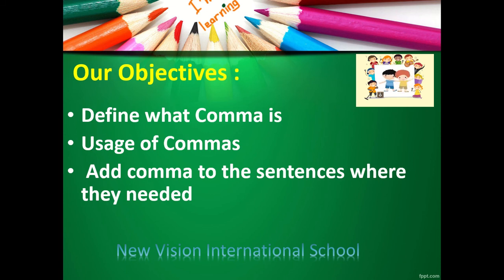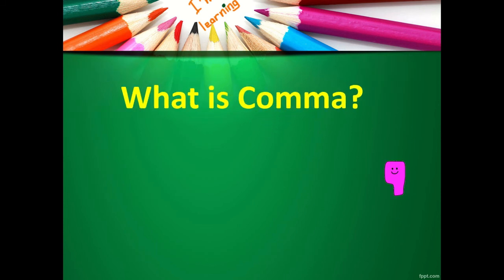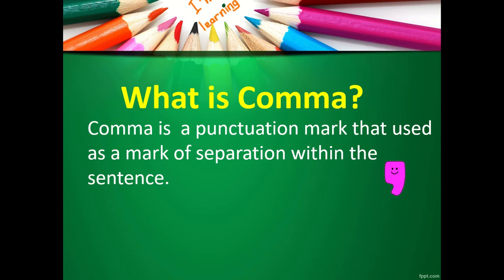So today, you're going to define what a comma is, the usage of commas, and add commas to the sentences where they are needed. You might ask what a comma is, right? So a comma is a punctuation mark that is used as a mark of separation within the sentence. For further information on how to use it, let us have this.